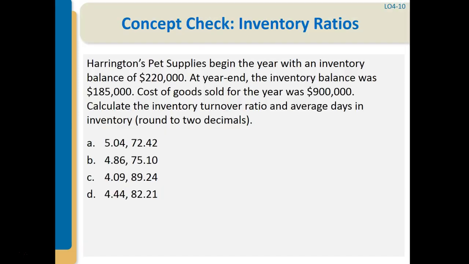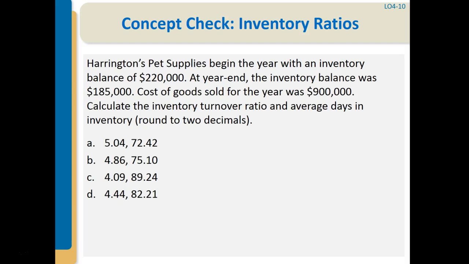So let's take a look at a question here. Harrington's Pet Supplies begins the year with an inventory balance of $220,000. At year-end, the inventory balance was $185,000. Cost of goods sold for the year was $900,000. Calculate the inventory turnover ratio and average days in inventory.